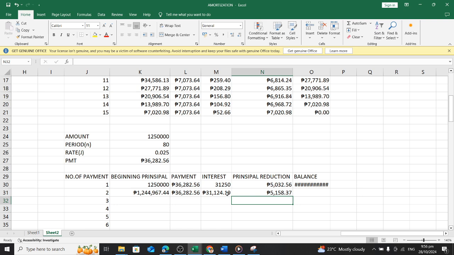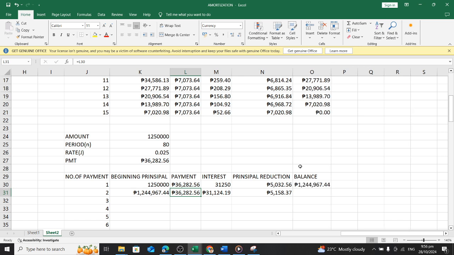Of what you paid, 36,282.56, 31,000 is the interest. So how big? Very big, no? 31,000 is the interest. And the principal deduction is only 5,000. Only a little is deducted from your debt. A bit more than 5,000. Amazing. Now, how to get the balance again? Equals beginning principal minus our principal reduction.